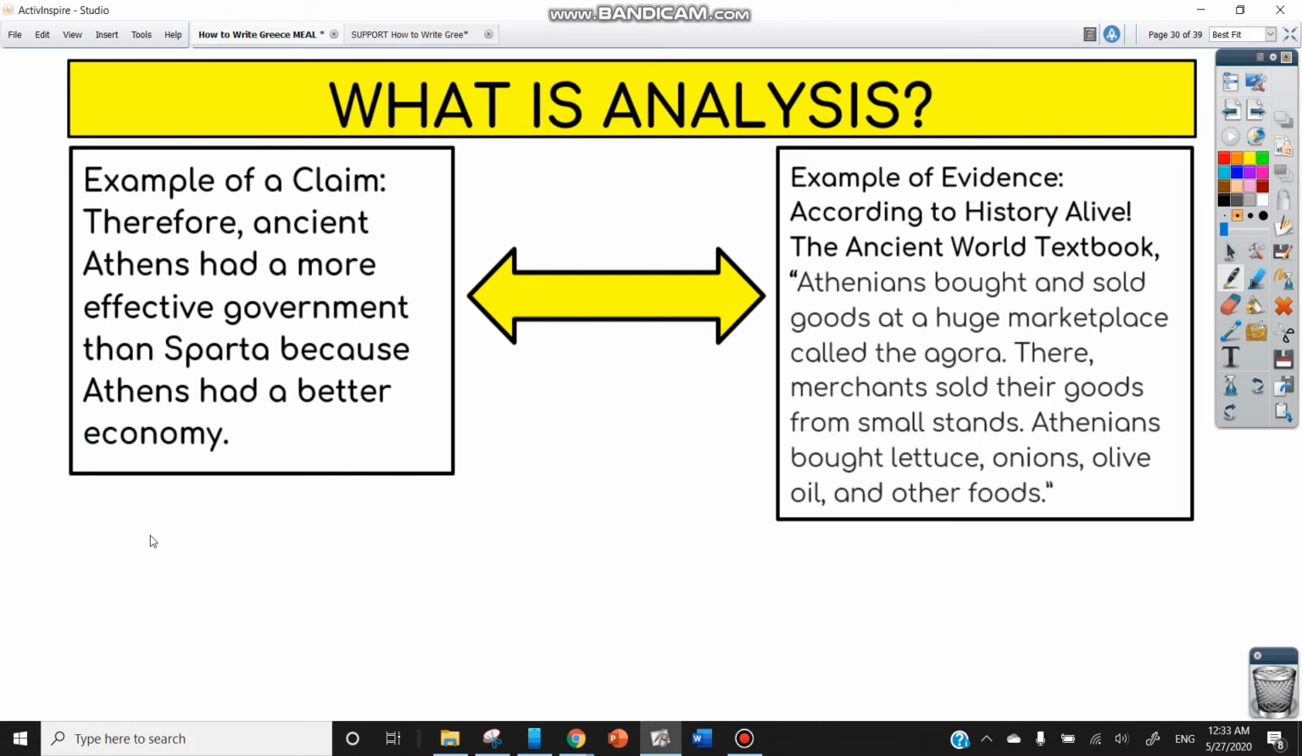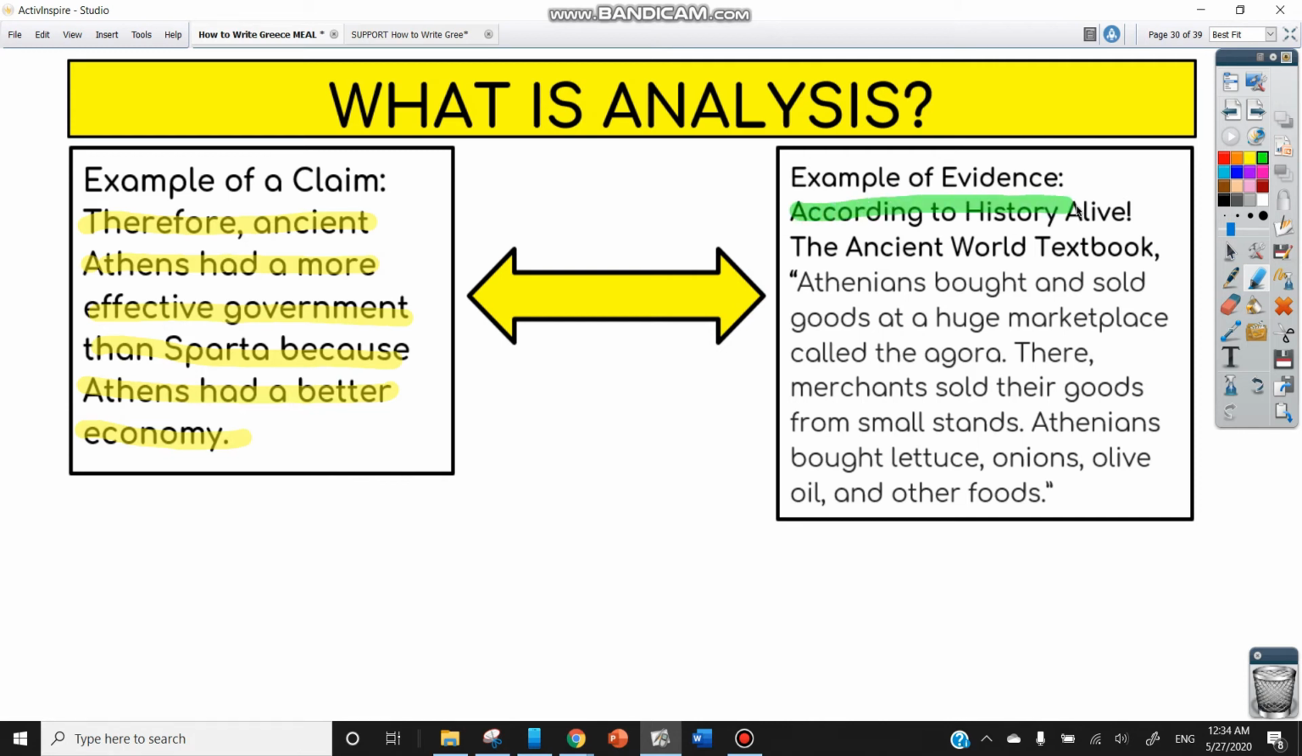Now, let's look a little bit at analysis from the examples we have already created. On the left side, you see here's the example of the claim we have developed: Therefore, ancient Athens had a more effective government than Sparta because Athens had a better economy. And then on the right we have the evidence that we think connects to this claim.